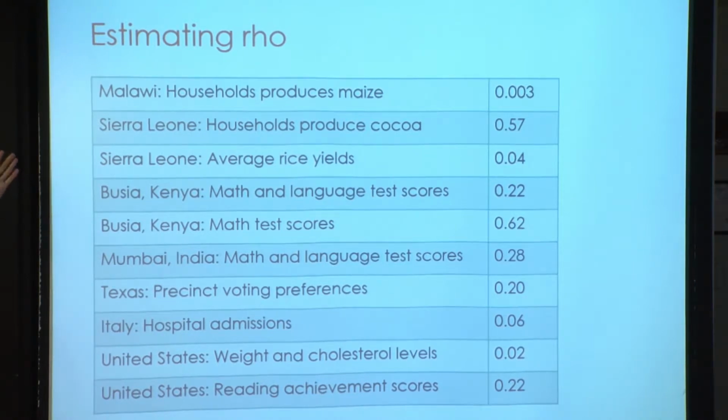Rice yields, for some reason, tend to be very different within the same community. You have good farmers and bad farmers. This is quite interesting because test scores are all very different in different places. Sometimes test scores are very correlated, sometimes they're not very correlated, so you really need to know that from your context.